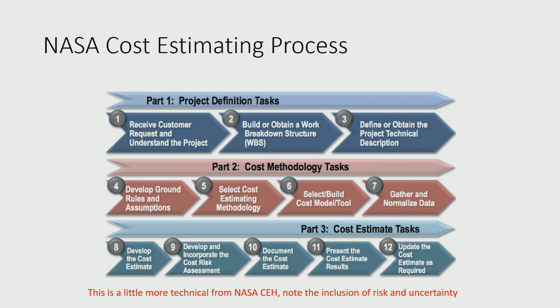And then we start to develop the estimate in terms of estimating methods. And then we add the uncertainty and risk in the end part. Now with any model, you always write down your assumptions. You might assume, for example, that there's no overtime. You might assume a technology will mature in time. You might assume that there's no problems in the design stage, for instance. You might assume contractors are available. So there's all sorts of assumptions you can make in building your estimate.